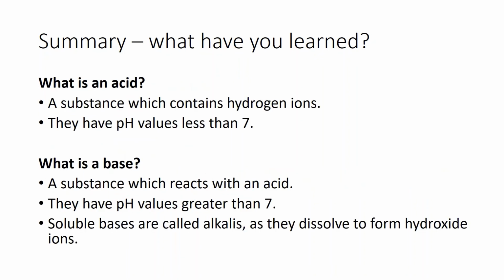Okay, running through the answers for this. An acid is a substance which contains hydrogen ions. They have a pH value less than 7. What is a base? Well, a base is a substance which reacts with an acid. They have pH values greater than 7. Soluble bases are called alkalis, and they dissolve to form hydroxide ions.